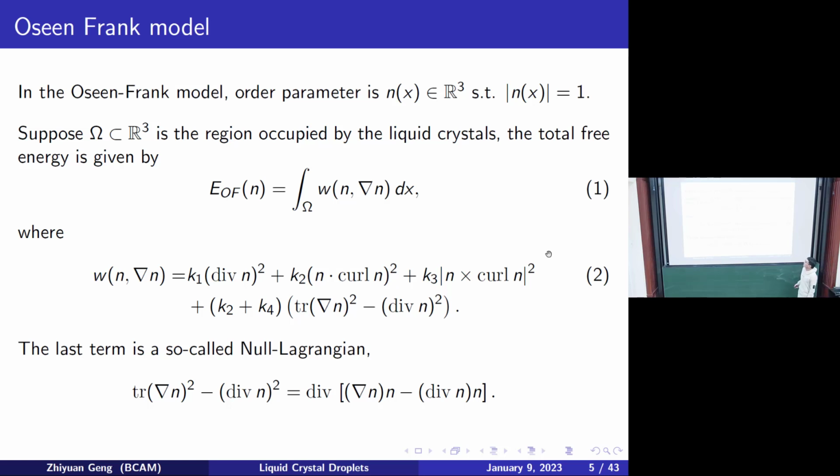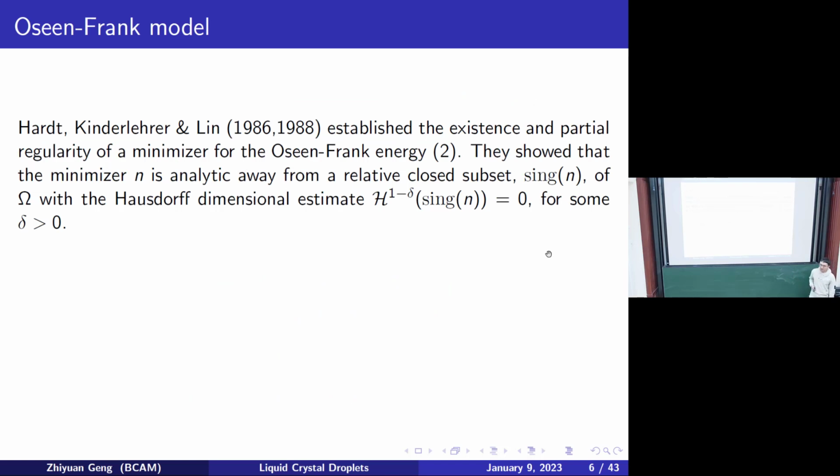Suppose omega is the region occupied by the liquid crystals. The total free energy of the Oseen-Frank model is given by this energy density W, which penalizes the deformation of the vector field n. You have several terms that penalize splay, twist, and bend, and also a null Lagrangian term. The existence and regularity of the minimizer was established in the work of Hardt, Kinderlehrer, and Lin in 1986.